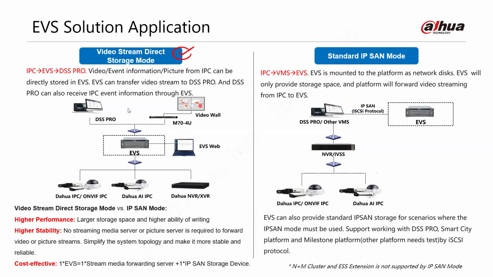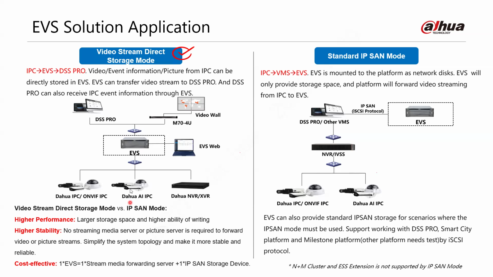So for video event information, a picture from the IPCs can be directly stored in the EVS. And then again, the EVS can transfer the video streams to the DSS Pro, whereby you can use this DSS Pro to receive the IP camera's event information through the EVS.